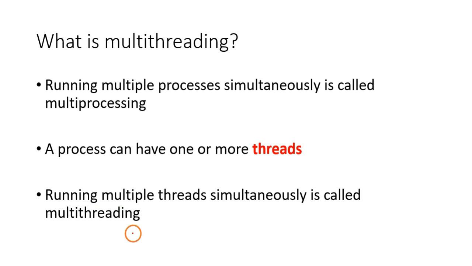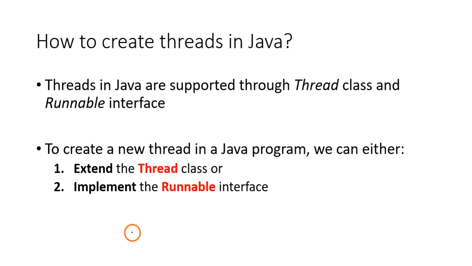Now, how do we create multiple threads or even a thread in Java? So how to do that? Java provides two ways. One is the Thread class and another one is the Runnable interface. So in Java there are actually two ways for creating threads. One is by using the Thread class, another one is by using the Runnable interface.